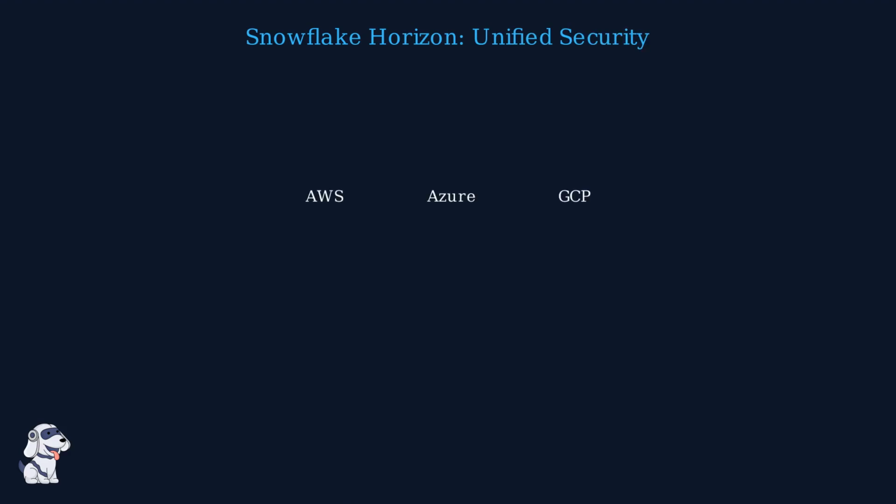Managing security policies across different cloud providers can be a massive headache. You have AWS, Azure, and Google Cloud, each with its own way of doing things. Snowflake Horizon changes the game.